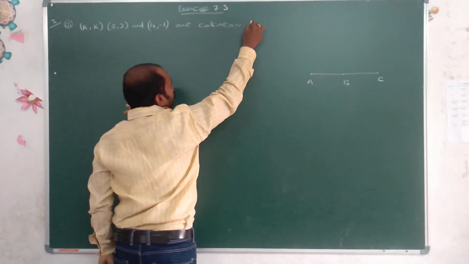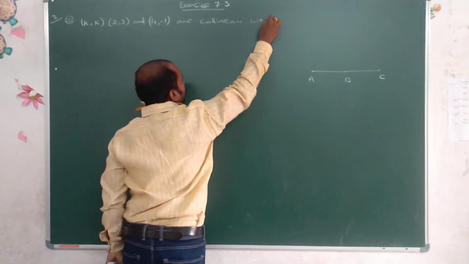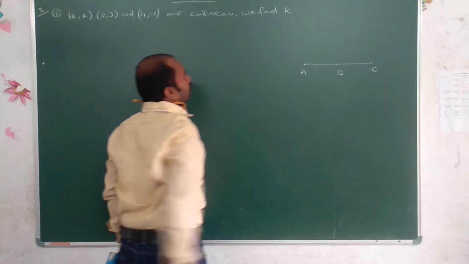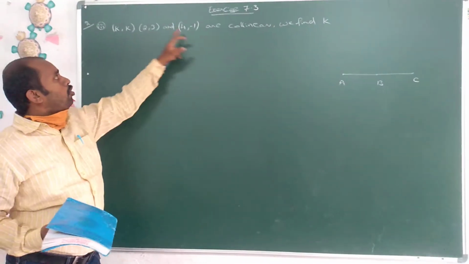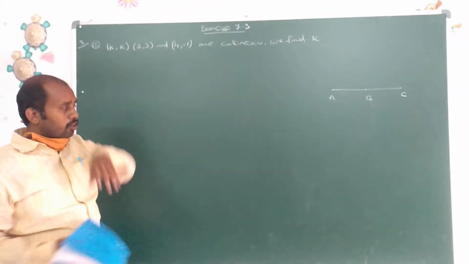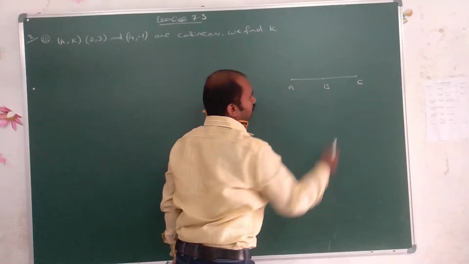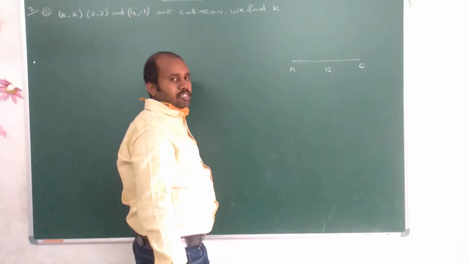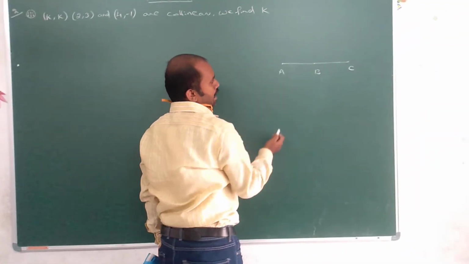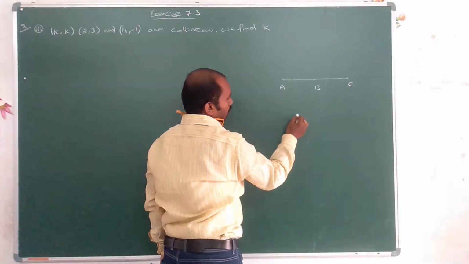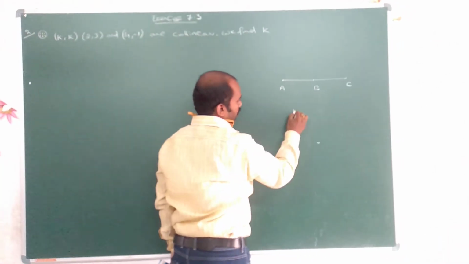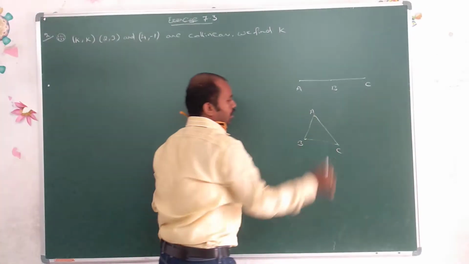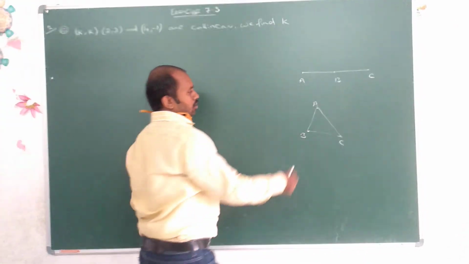Okay. We find K. These 3 points are collinear, then find K. Collinear means these 3 points are lying on the same line. So 3 points are in the same line means there is no area. That means suppose A, B, C. These type formed 3 points, we form a triangle. A, B, C triangle. So here area is there.